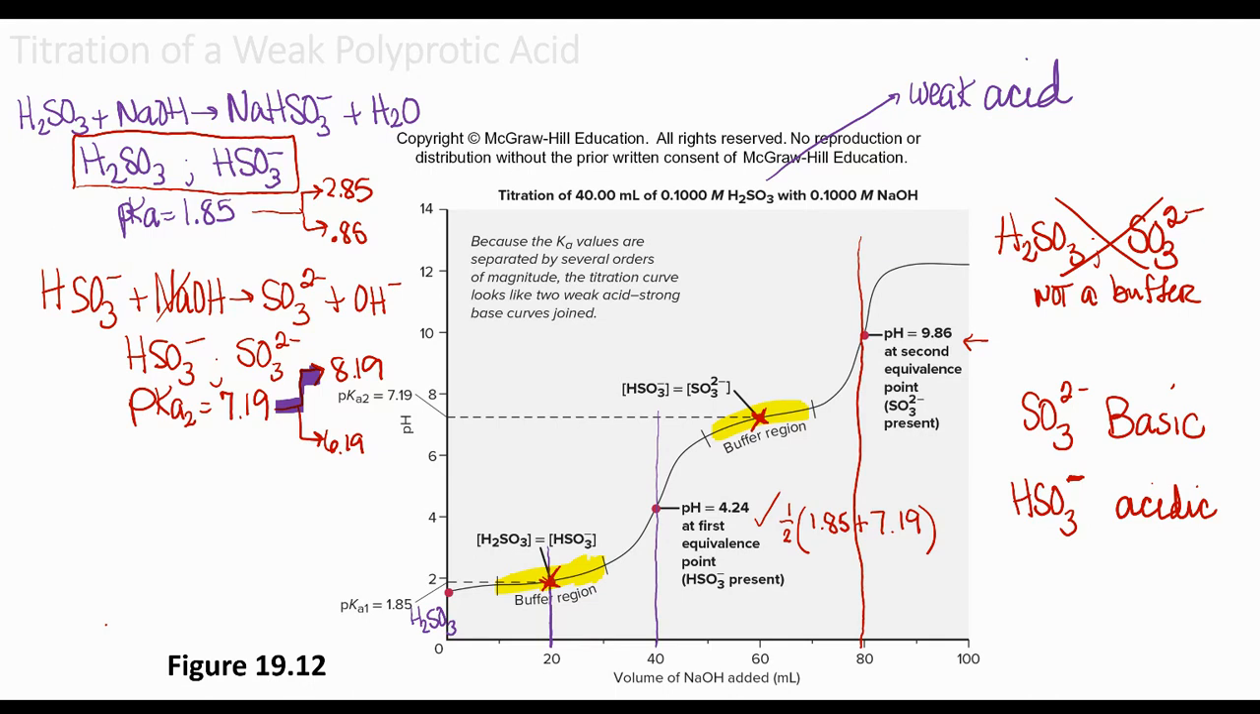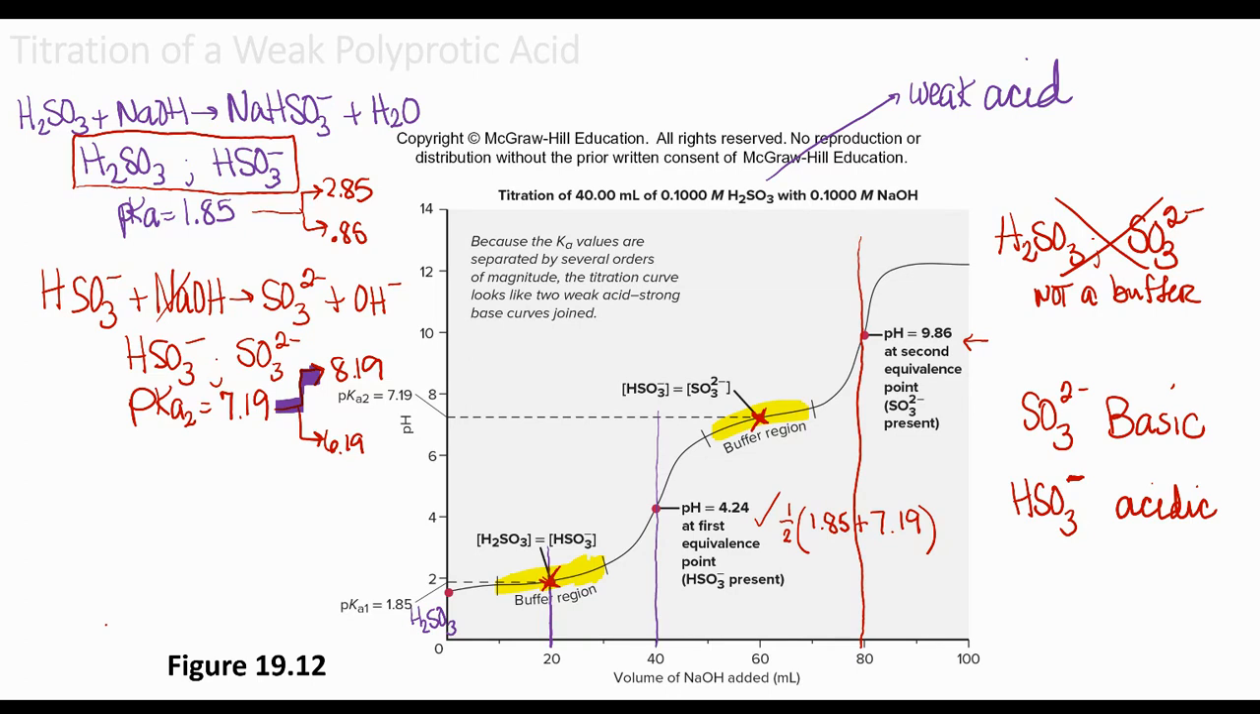What I won't have you do is do all the calculations we did on the previous ones, but for sure expect to answer questions on where the pKa's are, where the equivalence points are in this polyprotic acid. Also understand that it's two separate buffer regions. One buffer is H2SO3 and HSO3 minus. That's a buffer range around 1.85. And then the second one is HSO3 minus and sulfite, SO3 2 minus. That's a buffer region within 7.19.